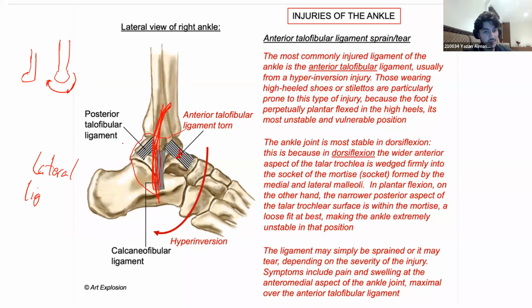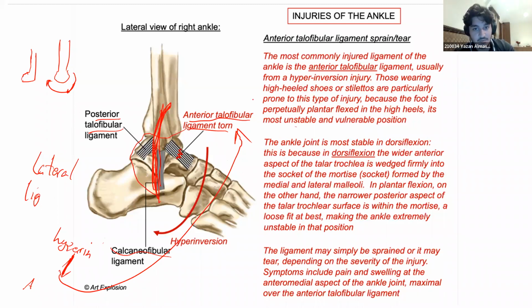So it could be either the posterior talofibular, or the calcaneofibular, or the anterior talofibular. Now, why did Dr. Atif specifically say that it's the anterior talofibular ligament that is torn? Because it's the most susceptible, and most patients, when they go to the clinic, it's mostly the anterior talofibular. There is no reason. You just have to remember that whenever someone has hyperinversion, just think right away, anterior talofibular. Whenever you have hyperinversion, anterior talofibular is the answer. They're going to ask which ligament is torn?